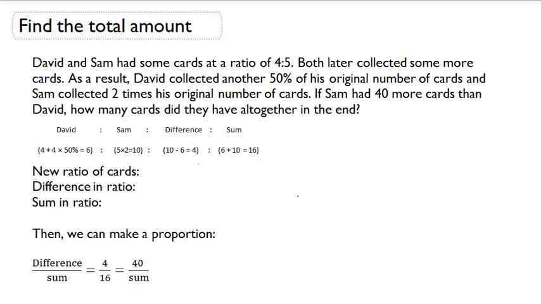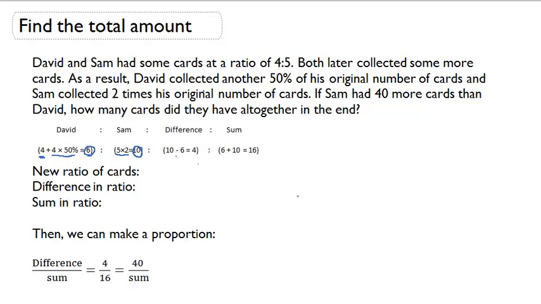The diagram or the table that I have right here illustrates what's happening in this problem. David started off with 4, and then he adds in another 50%. That gives him a new amount of 6. Sam started off with 5, and he doubled it, so he multiplied by 2, and that gives him 10.